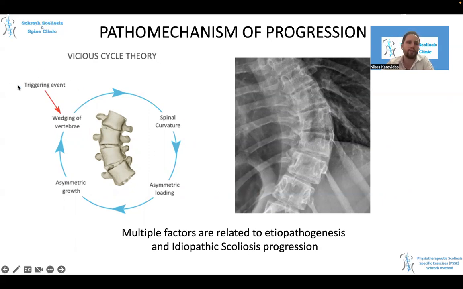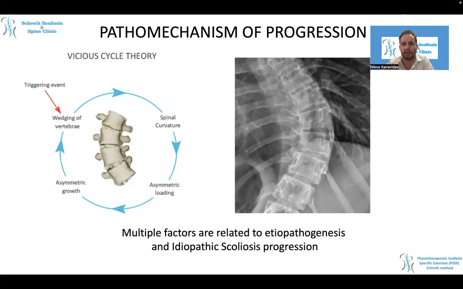So we have a triggering event for an unknown reason, and we have a development of a spinal curvature, which is always in 3 dimensions. And we have an asymmetrical loading on the spine, and the asymmetrical loading on the spine causes an asymmetric growth of the vertebra. So deformity of the vertebra, wedging, which is definitely clear on the X-ray, and the bigger the scoliosis, the more obvious what you can see on the X-ray.